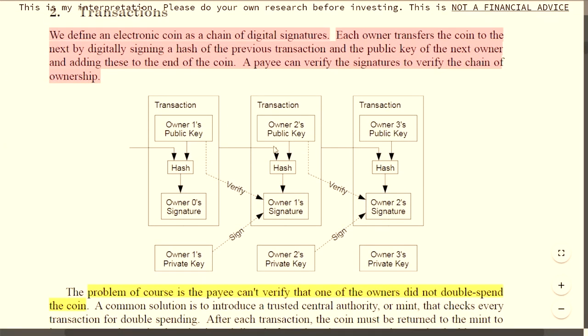So this is a more complicated diagram of that. It says the same thing: the previous hash and owner one's public key are hashed together, and owner zero's signature forms. Owner one's private key is used to sign the next transaction, and the public key is used to verify the given transaction.